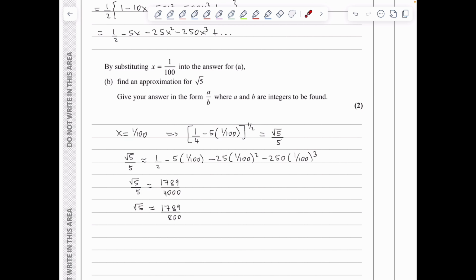Now, alternatively, someone could recognize the root 5 over 5 as simply being 1 over root 5, which means that 1 over root 5 is approximately the 1789 over 4000, and I can simply flip both sides to arrive at root 5 being approximately 4000 over 1789, and both of these answers are acceptable to claim both marks of this part of the question.